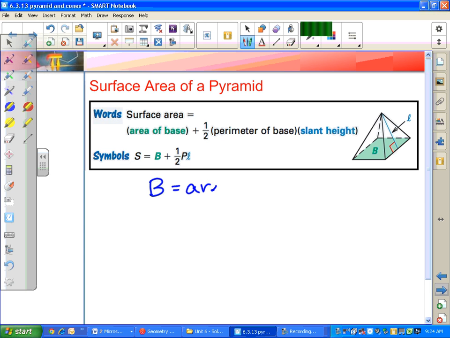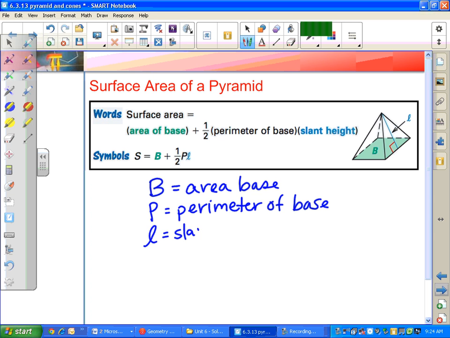If we want to write it in symbols, we write it like this, where capital B represents the area of the base, capital P is the perimeter of the base figure, whatever that figure might be, and then of course L, like we just talked about, is the slant height. And I would highly recommend that underneath you write down what these variables stand for. Write it both in words as a formula, in symbols as a formula, and then also write down what those symbols stand for.